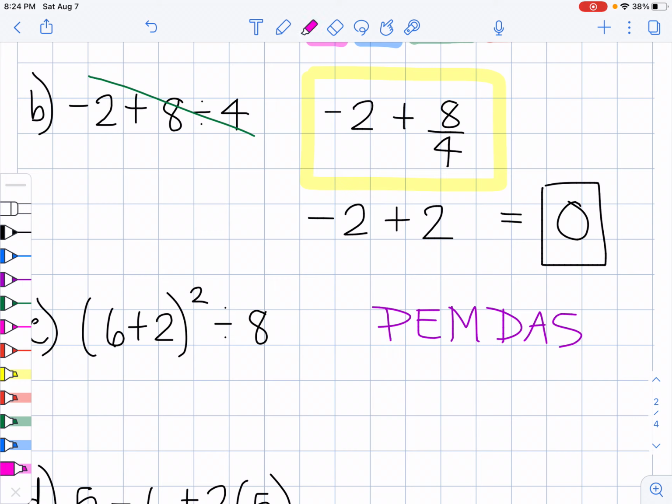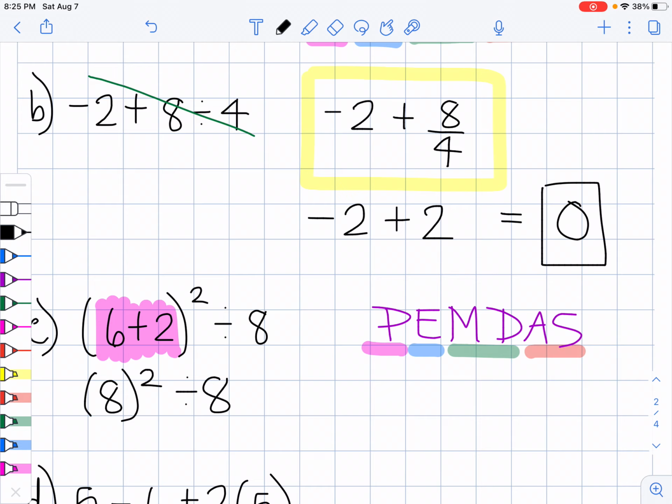Okay, we have 1, 2, 3, 4, 5, 6. Okay, first I'm going to do my parentheses. So I do have some parentheses. Inside my parentheses, here I have to add these together. So I get 6 plus 2 is 8.